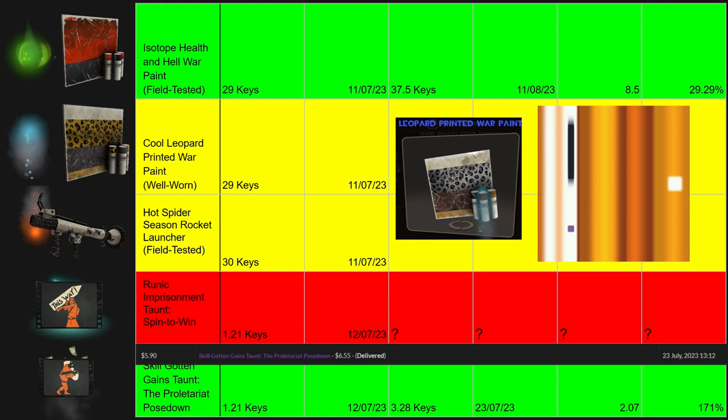Runic Imprisonment Spin to Win. That is an absolutely crazy cheap price to buy for. Imagine buying an unusual for just a key. No matter what it is, that is an insanely good deal. I'm not sure what happened to it though.